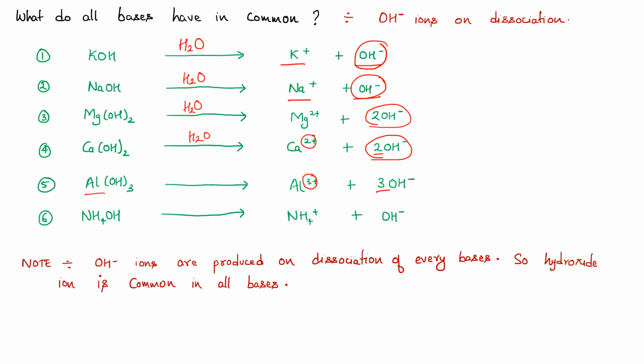And here at last we have taken the example of ammonium hydroxide. When it dissolves in water, it gives NH4 plus, that is ammonium ion, and hydroxide ion. So we came to the conclusion that all bases have OH minus ion in common. We can see that on their dissociation in water, they give hydroxide ions. Okay, so OH minus ions are produced on the dissociation of every base. So hydroxide ion is common in all bases. So you need to know what is common in all bases. That is hydroxide ion.